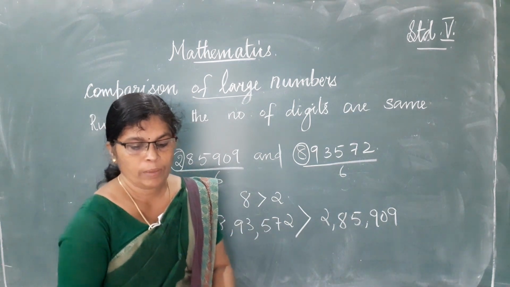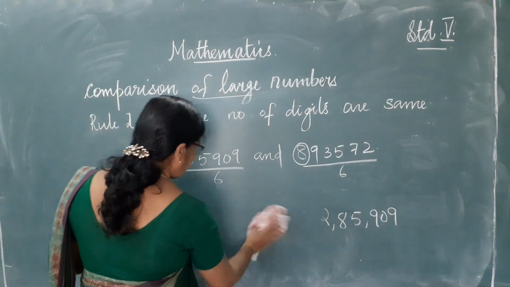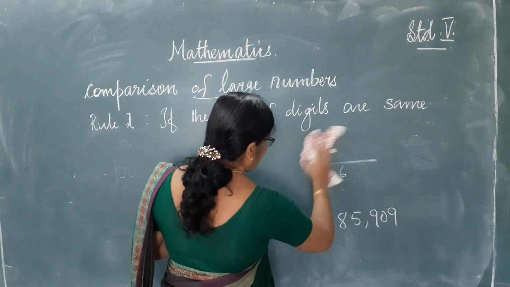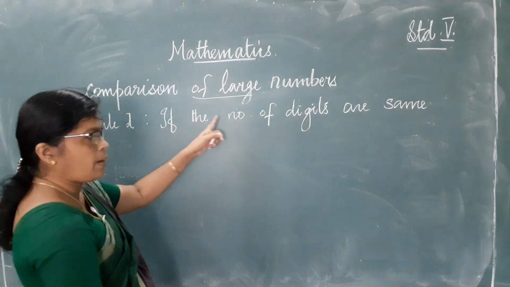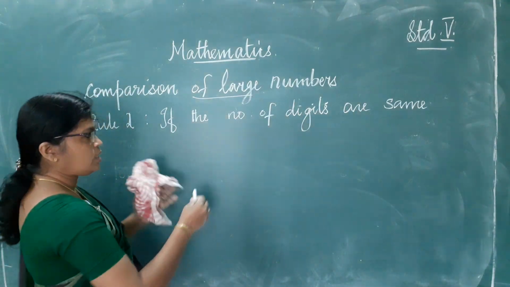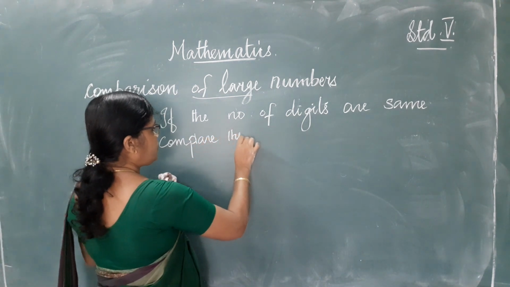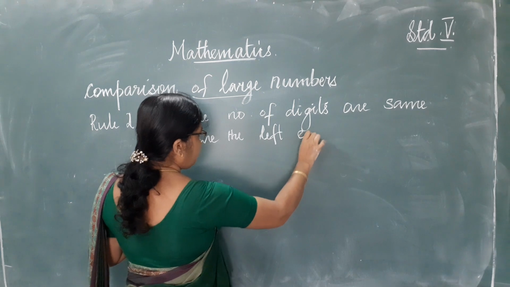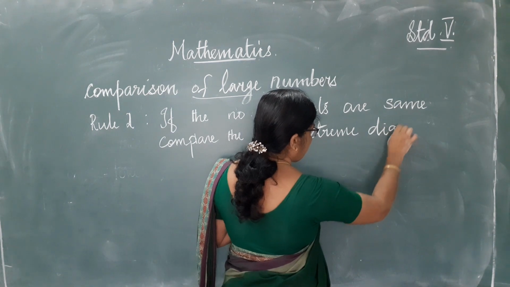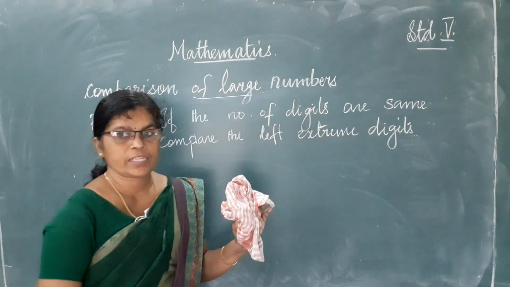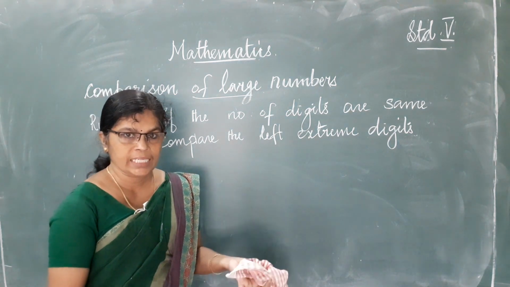Okay. Now we move to the next rule. So the second rule is, if the number of digits are same, then what is the rule? Compare the left extreme digits. Compare the left extreme digit. In the left extreme digit, whichever is the greater digit, that number will be the greater number.